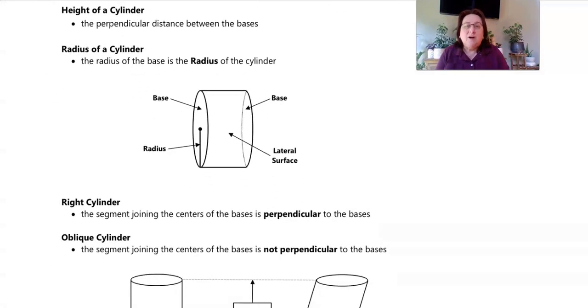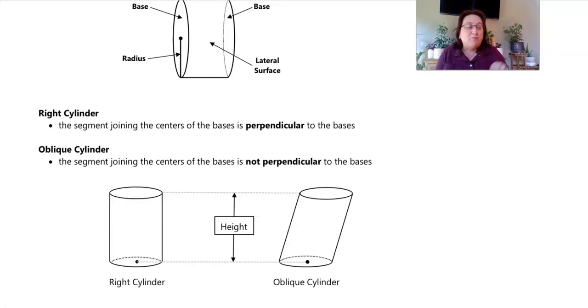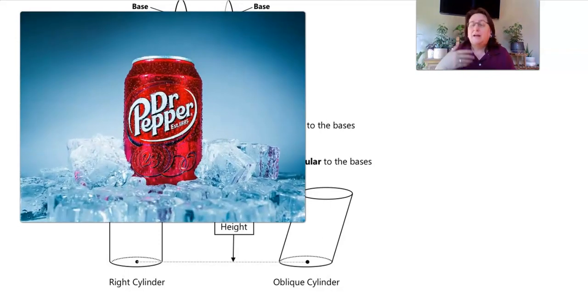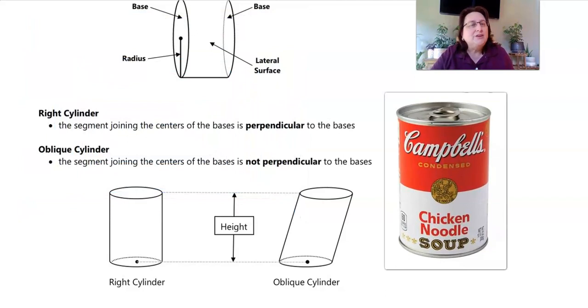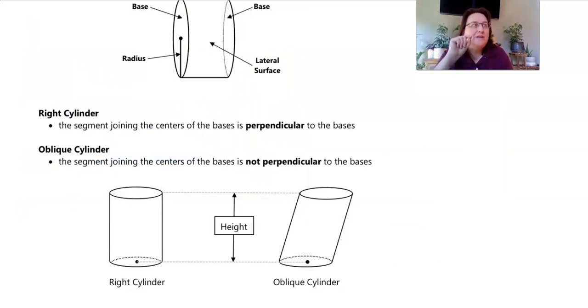Okay, now I want you guys to look right here, a right cylinder and an oblique cylinder. Yes, we are going to have those as well. Okay, I want you guys to think about this. A right cylinder would be like a can of soda, right? Or a can of soup, okay? Can you guys think of any real life oblique cylinders? What do you guys think?